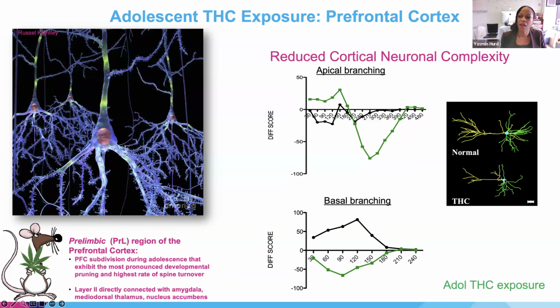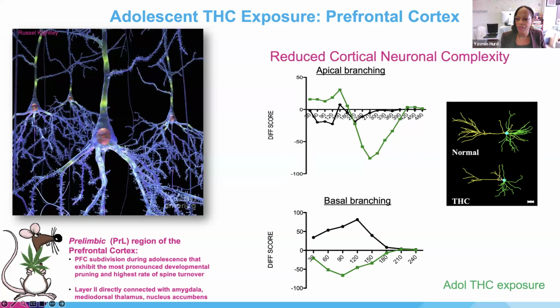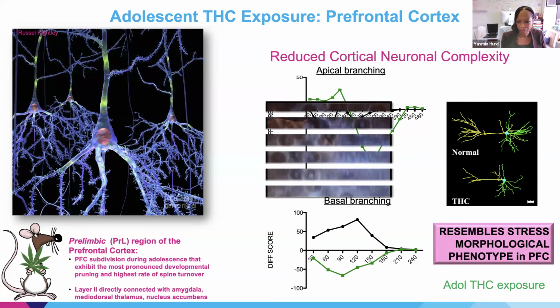But what was changed is the complexity. There's reduced complexity in these animals that had adolescent THC exposure. And interestingly, the structural changes resembled animal models that have undergone significant stress.